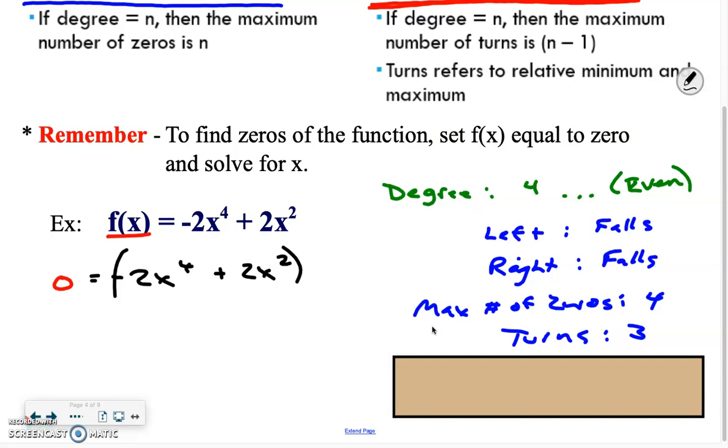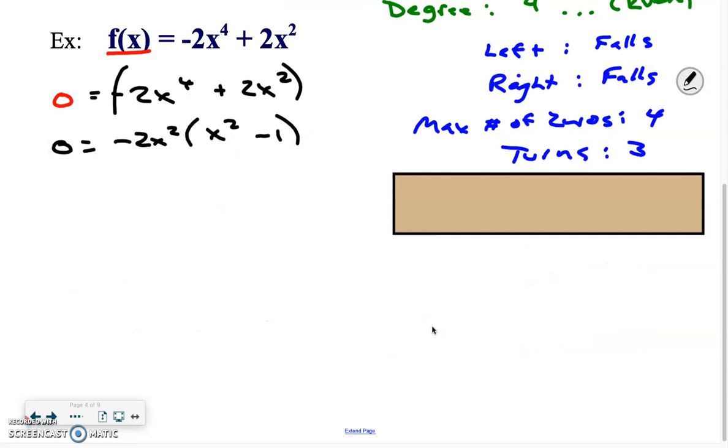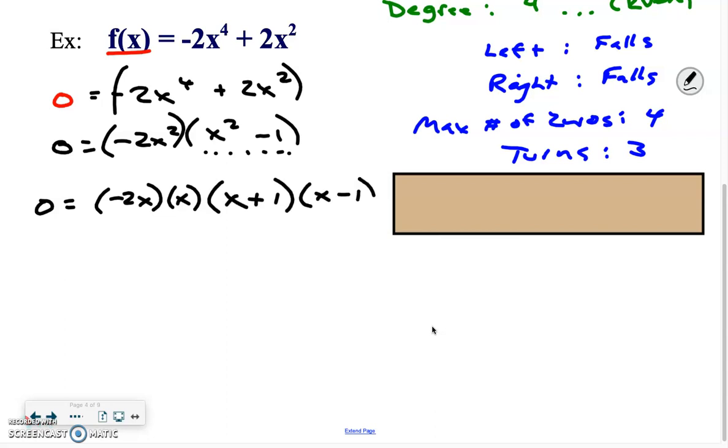Number of ways we could do this, but what do you think we should factor out on the right side? Negative 2x squared. That's going to leave me with positive x squared minus 1 in the interior. So, again, number of ways that we could play this out. I'm actually going to factor the negative 2x squared a little bit further. You good with me calling that negative 2x times x? Everybody good with that? Okay, and then we have fewer options as to how we would factor that difference of 2 squares: x plus 1 times x minus 1.